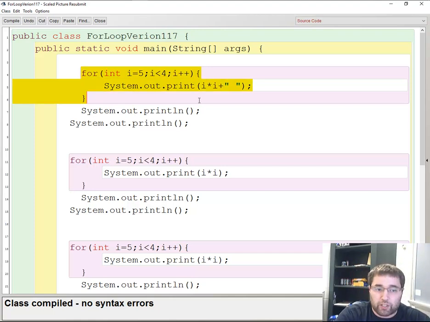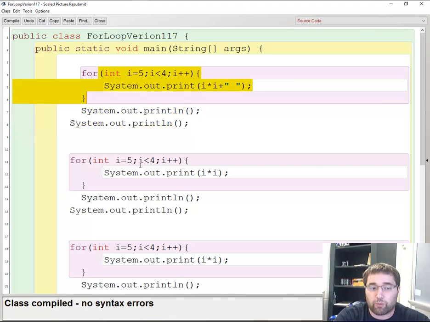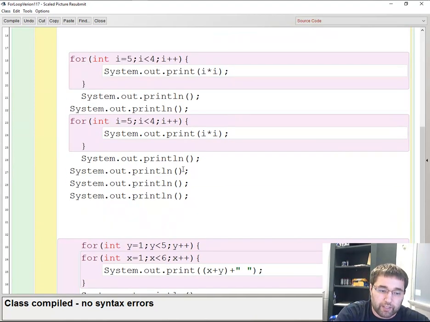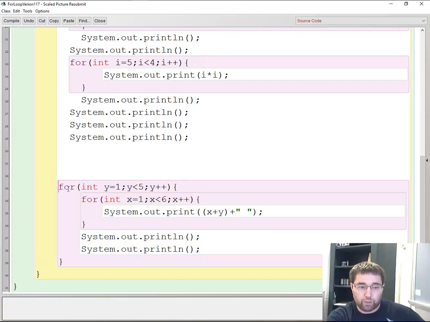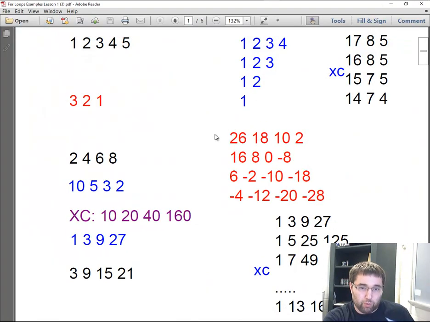So this is an individual for loop, and then I have two system.print lines, which is basically the enter key, to separate this for loop from the next for loop. I do two, otherwise it looks like a solid one. Down below here is a nested for loop, which is a for loop inside of a for loop, which gives you the 2D array for loop output sort of setup.